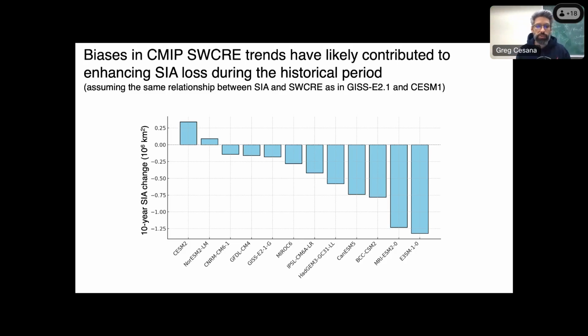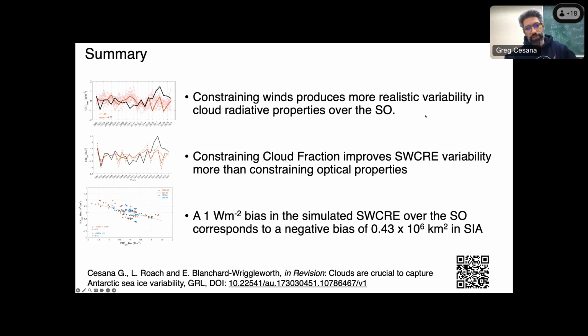In most models, 10 out of 12, we found that shortwave anomalies contribute to enhancing the sea ice area loss during the historical period. Next slide, please. And that's my summary.